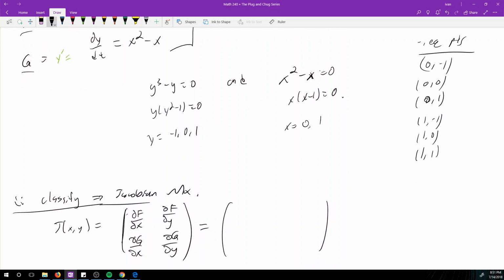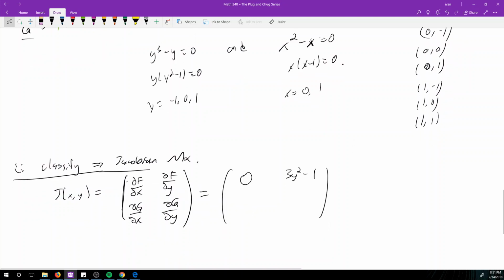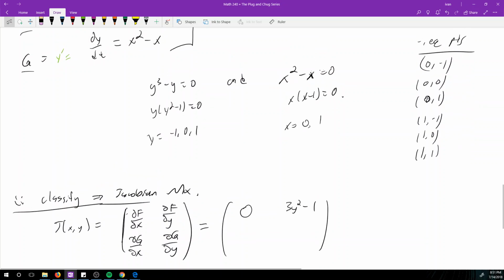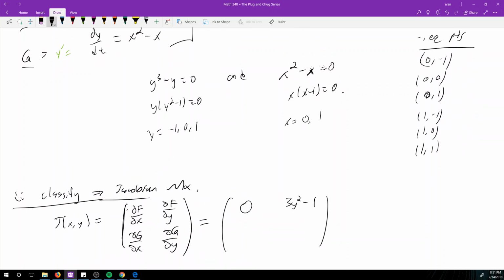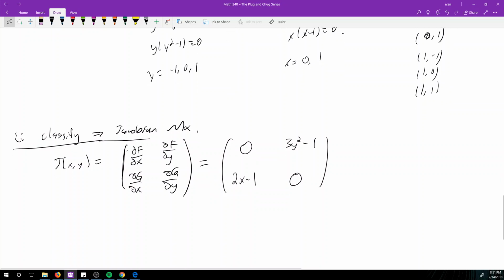So f was y cubed minus y. The partial of that with respect to x is 0. And with respect to y, the derivative of y cubed minus y is 3y squared minus 1. Okay? And then g is x squared minus x, at the very top there. So dg/dx is 2x minus 1, and then dg/dy, well, g has no y terms, and so this is 0. Okay, so that's how you create the Jacobian matrix. Now you've got to evaluate it at points.